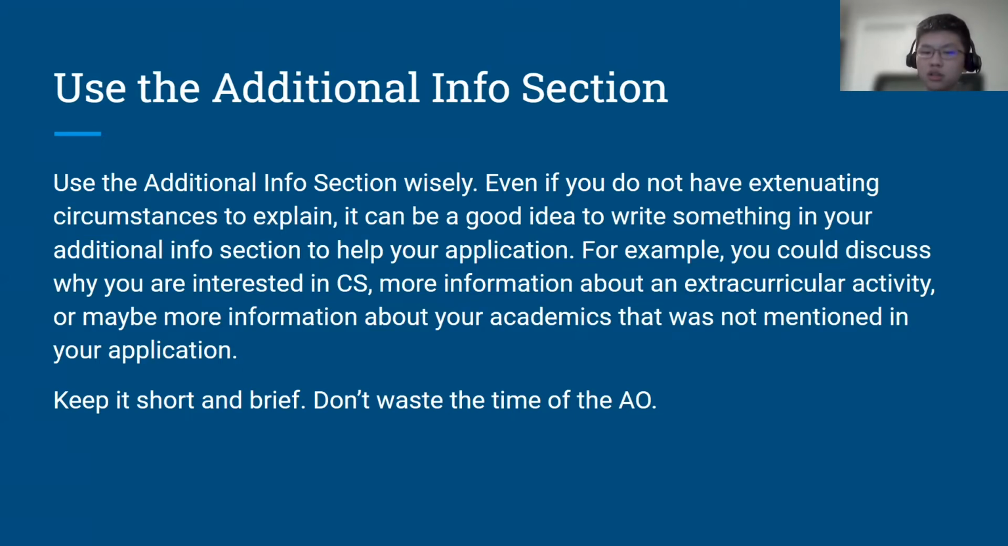Include what you want if you think it will help your application, but don't waste the time of the AO. For example, maybe do talk more about an extracurricular activity, but maybe don't talk about your favorite food when you were 5 years old. So the important part, write about stuff that is important that might help your application, but don't write too much. Don't waste the time of the AO.